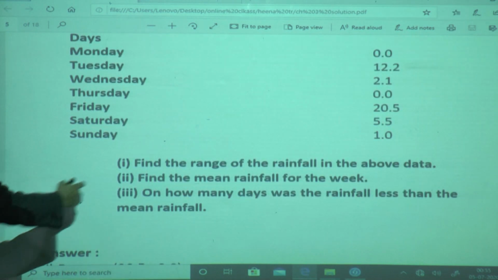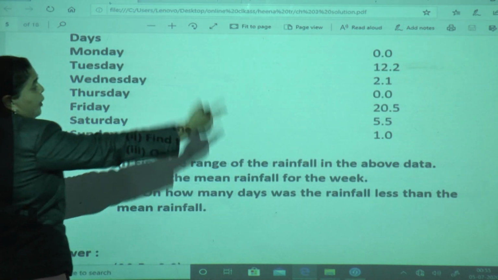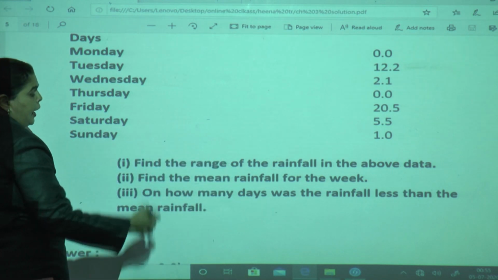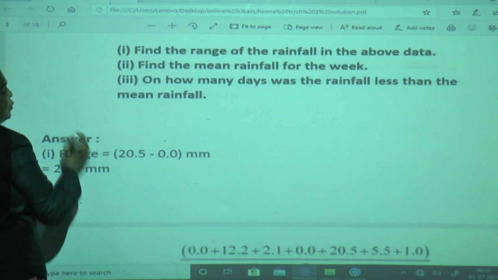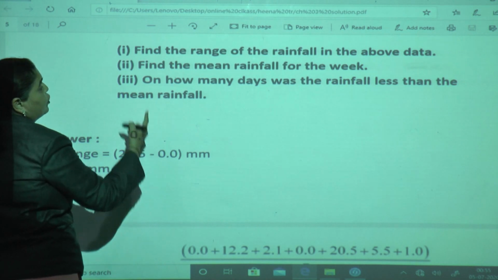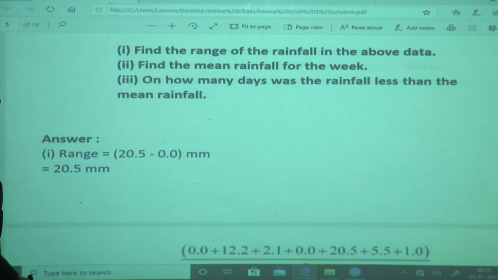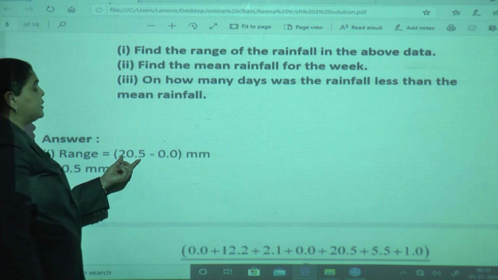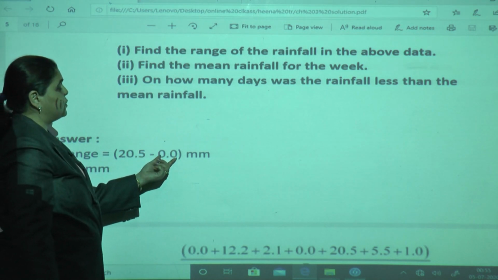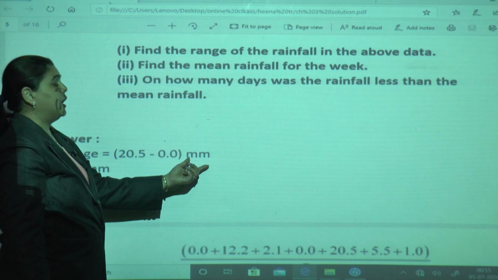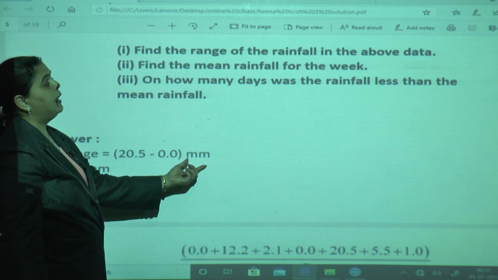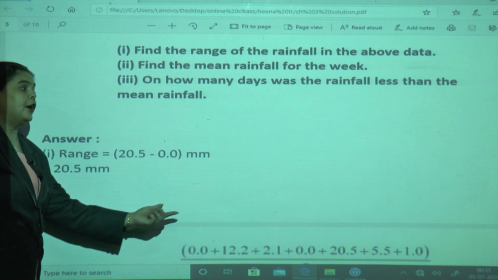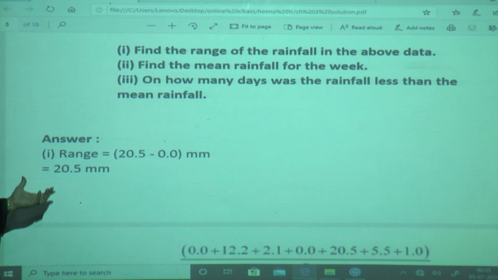Now, do you know what the highest value is here? In mm, the rainfall is 20.5, and the lowest value is 0, because there was no rainfall on some days. So the range is the highest value minus the lowest value, which is given in the unit of millimeter, so we have to write millimeter. Don't forget to write units after a number.